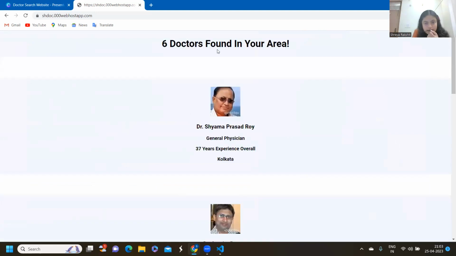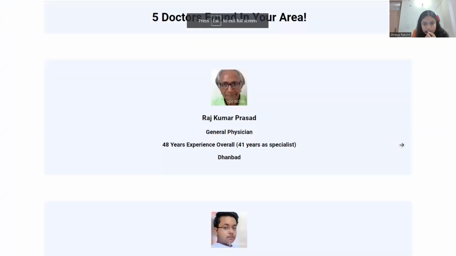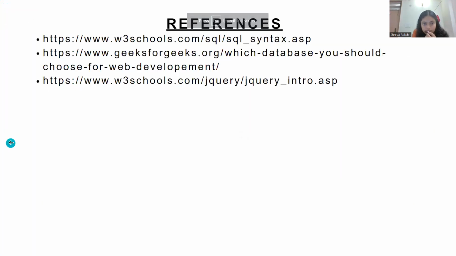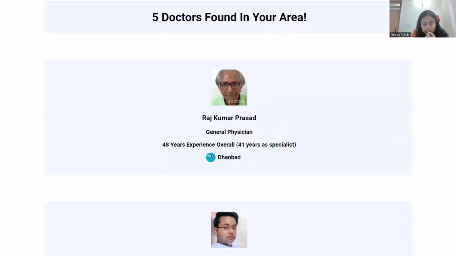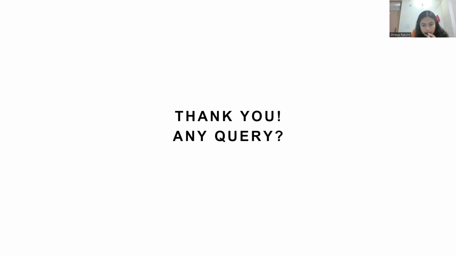So here we are getting 6 doctors found in your area. Their details are also displayed: their image, their name, their category, their description, and their area. So that's how my website basically works. Here I have attached the output also in the PPT itself. Here are some of the references I have used to make this website. Thank you. You may ask if you have any query.